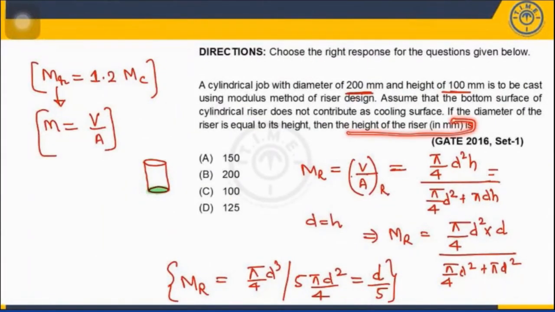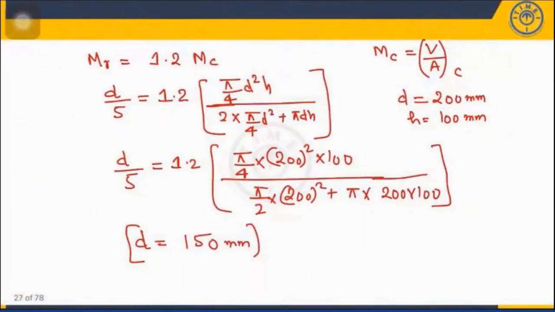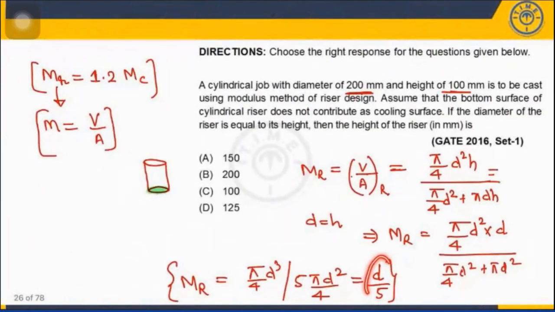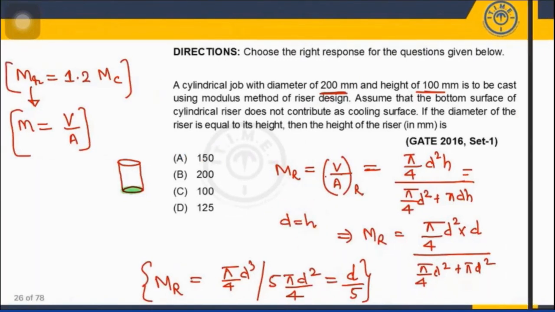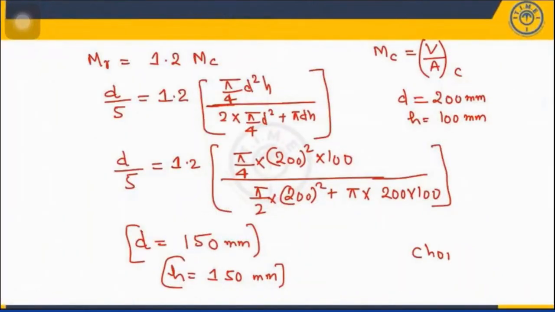But one more condition they have given, if the diameter of riser is equal to height, because you have taken d is equal to h, no? So that means the height value is also equal to 150 mm, because you have assumed the diameter is equal to height. You have calculated one parameter d and you know that d is equal to h. So the correct answer for h is nothing but 150. So the choice A is the correct answer.